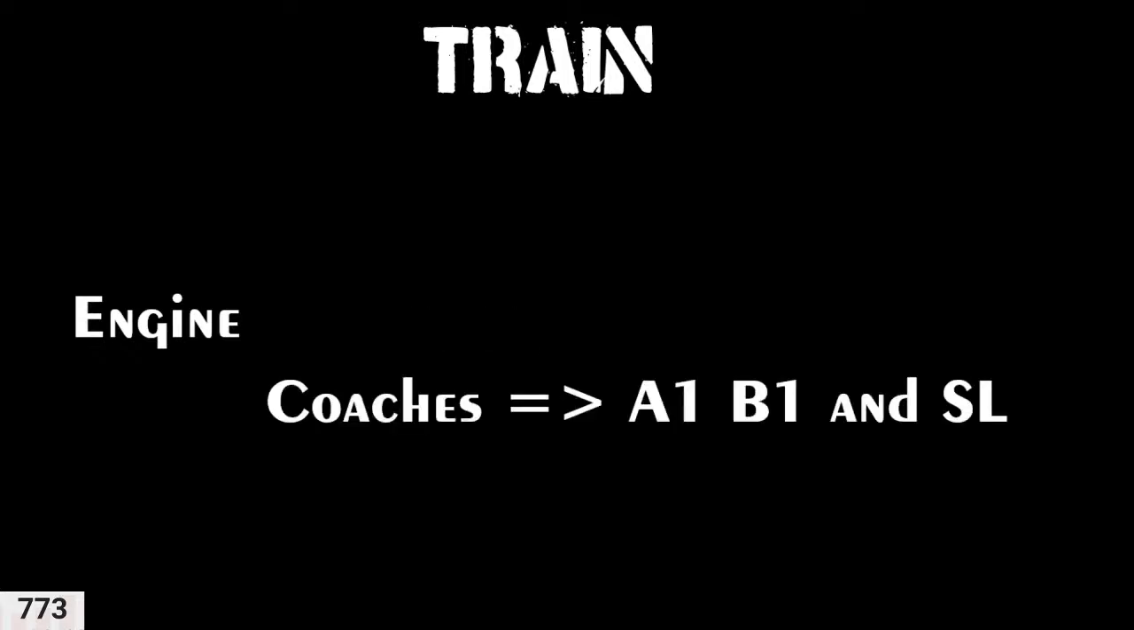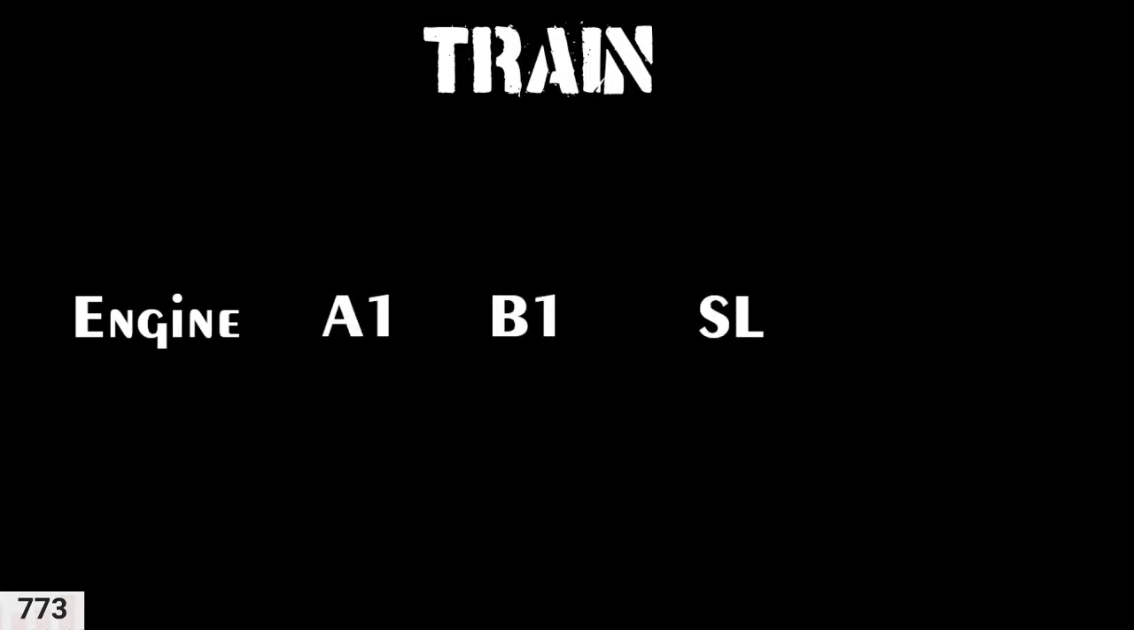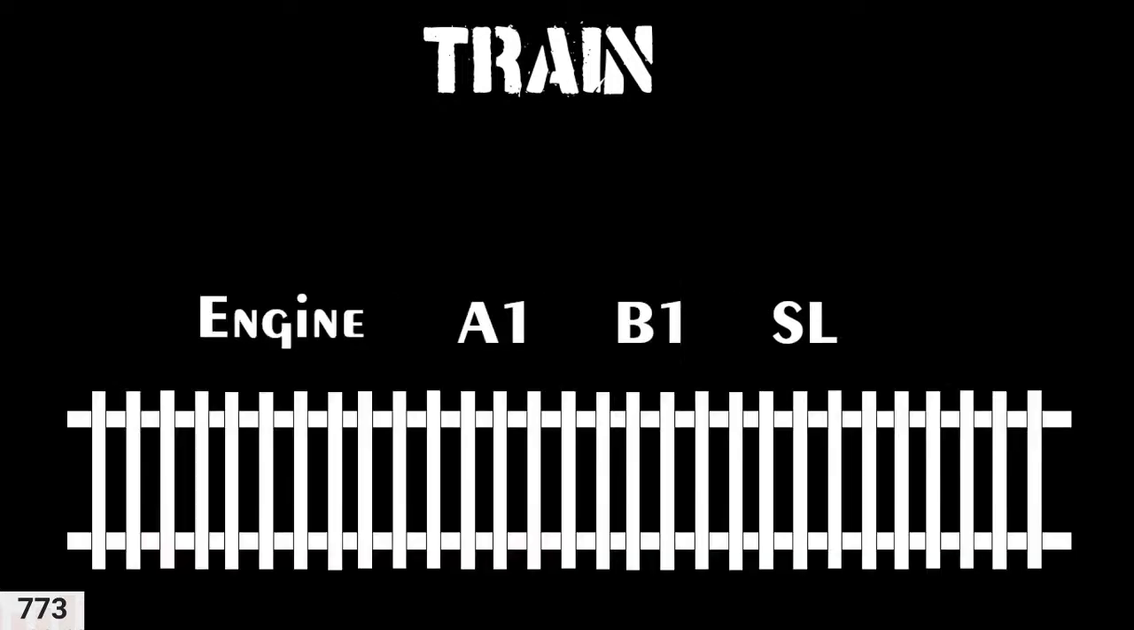You want coaches, right? So in our case, we'll have coaches A1, B1, and sleeper. So now you have an engine and three coaches. If I keep them on the track and start my engine, will the other coaches move? Of course not, because you want to interconnect the coaches. That is from engine to A1, from A1 to B1, and from B1 to SL. So we have our track and we have our engine, A1, B1, and SL.